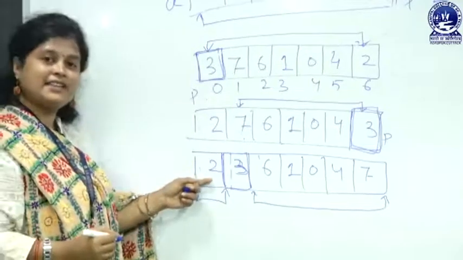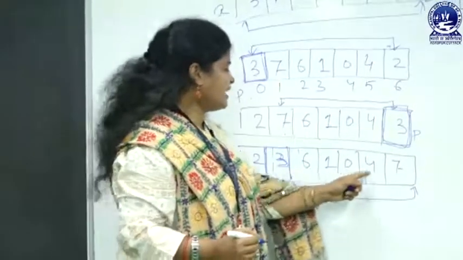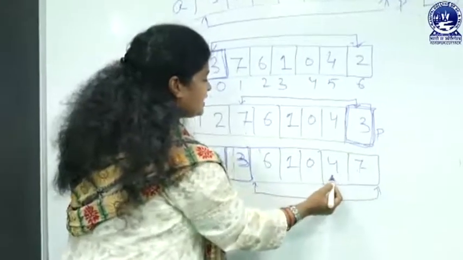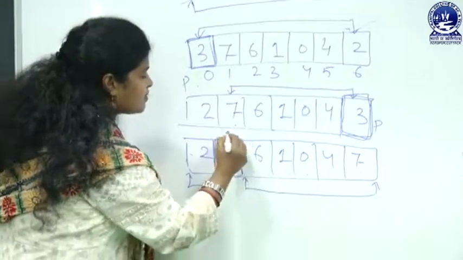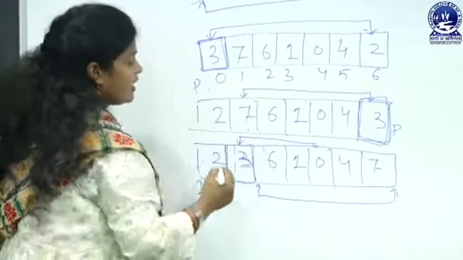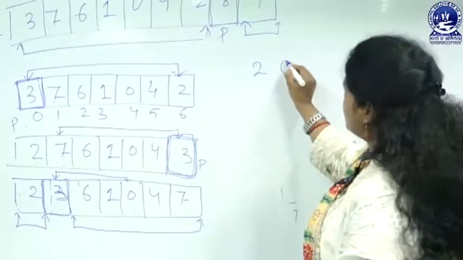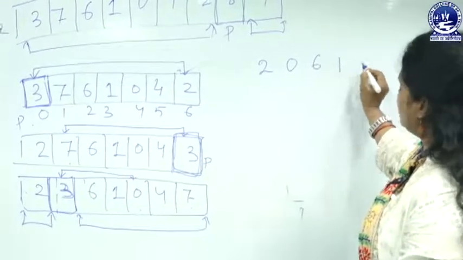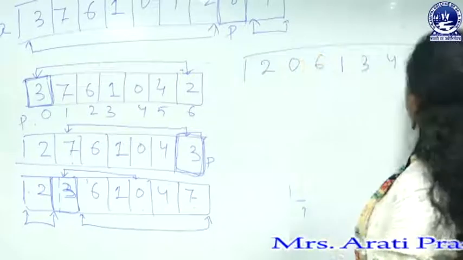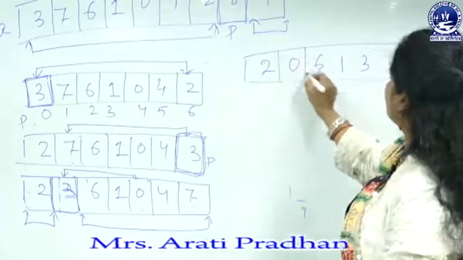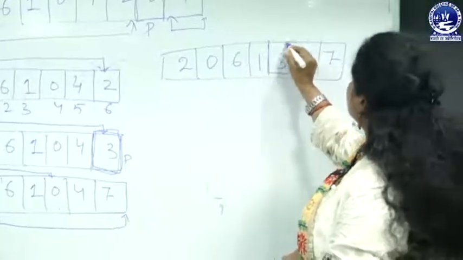And again we will start checking. It is smaller, yes, left part. Now from the right side it is greater, greater, and this one is smaller. As it is violating the rule, swapping. And after swapping, the list will be 2, 0, 6, 1, 3, 4, 7. And our pivot is here now.